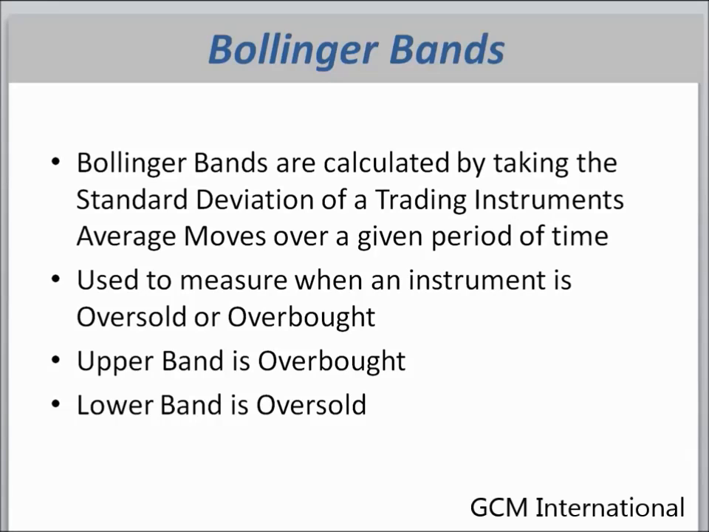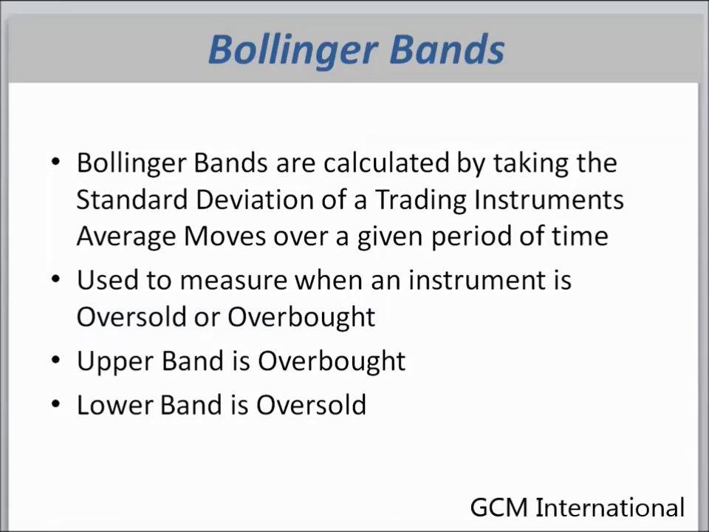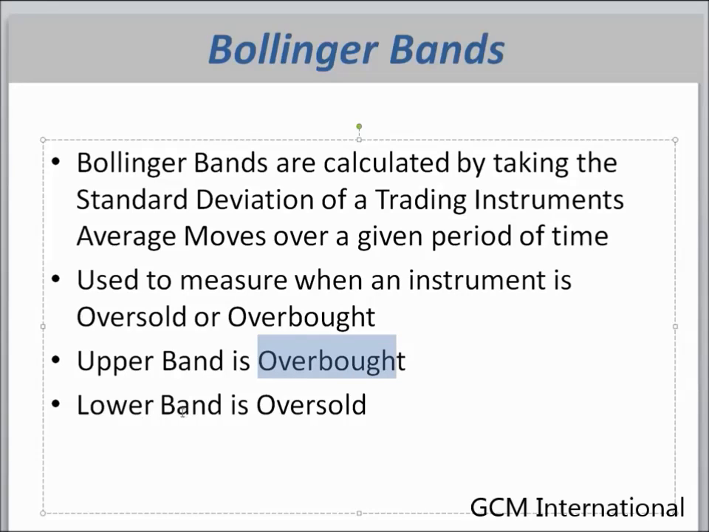Bollinger Bands are calculated by taking the standard deviation of a trading instrument and the average moves over a given period of time. Basically what you've got to know is that they're used to measure when instruments are oversold or overbought. That's the main thing you've got to know. If a trading instrument trades up to its upper band, that means it's overbought. If it trades to its lower band, that means it's oversold.